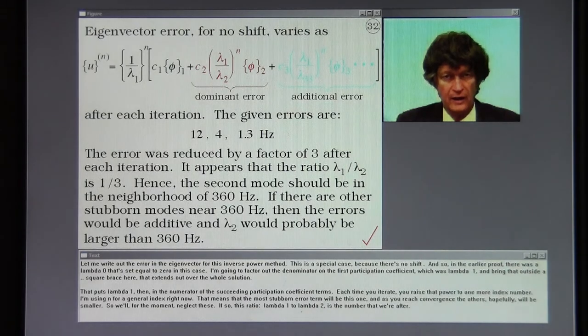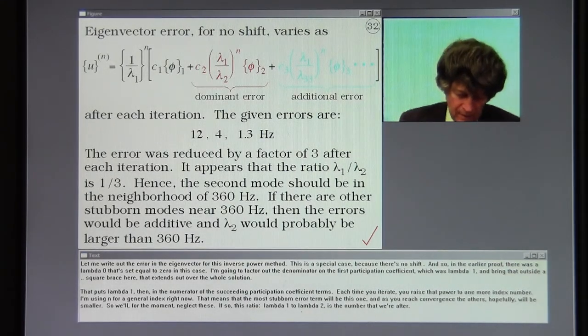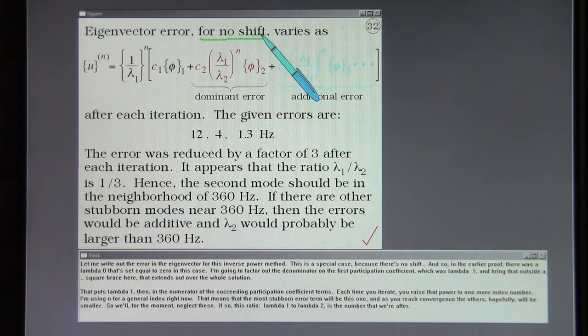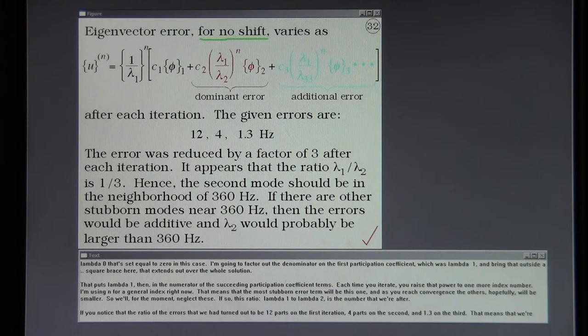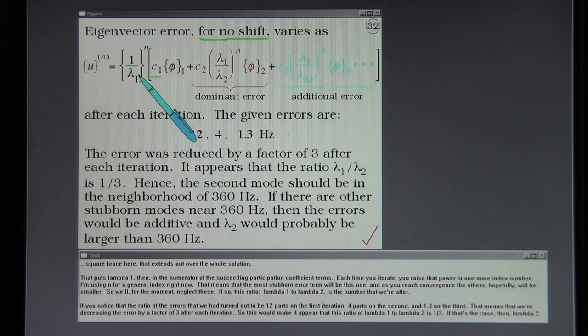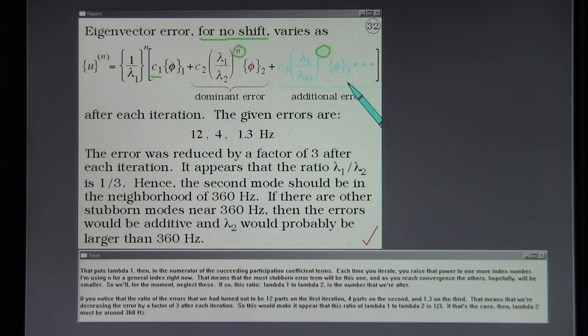Let me write out the error in the eigenvector for this inverse power method. This is a special case because there's no shift, and so in the earlier proof there was a lambda zero that's set equal to zero in this case. I'm going to factor out the denominator on the first participation coefficient, which was lambda one, bring that outside a square brace that extends over the whole solution. That puts lambda 1 then in the numerator of the succeeding participation coefficient terms. Each time you iterate, you raise that power to one more index number. I'm using n for a general index right now.